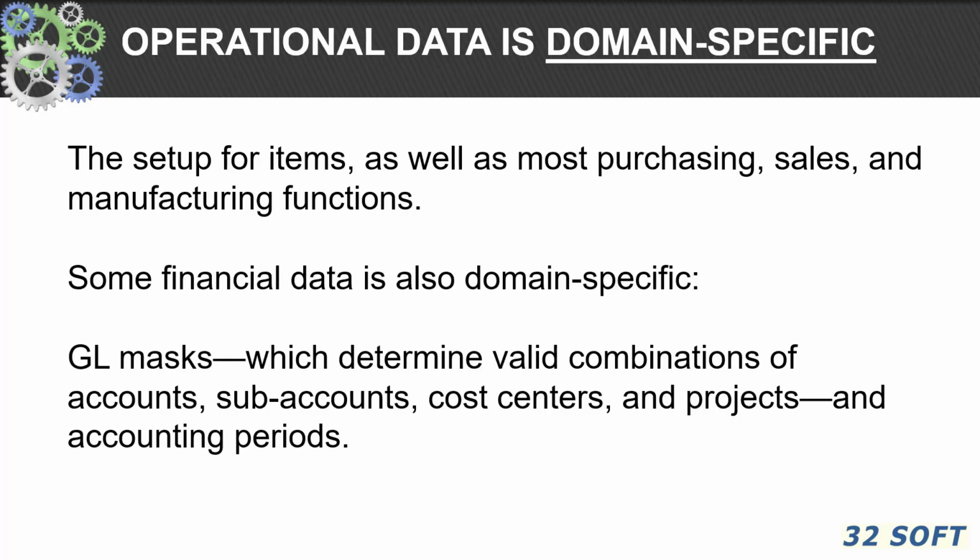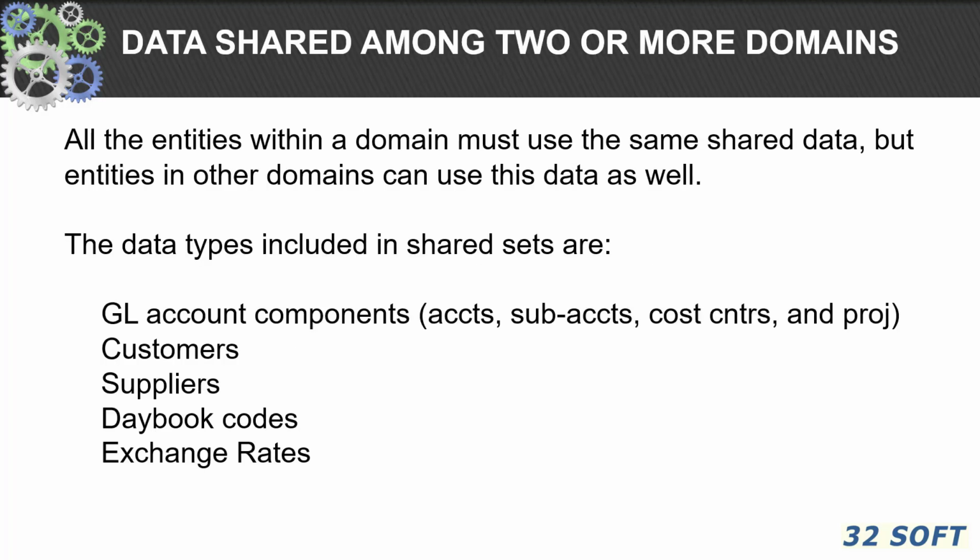Operational data is normally domain specific and includes setups for items as well as most purchasing, sales, and manufacturing functions. Some financial data is also domain specific, such as the general ledger masks, which can determine a combination of account, sub-account, cost center, projects, and accounting periods. Data can be shared among 2 or more domains.